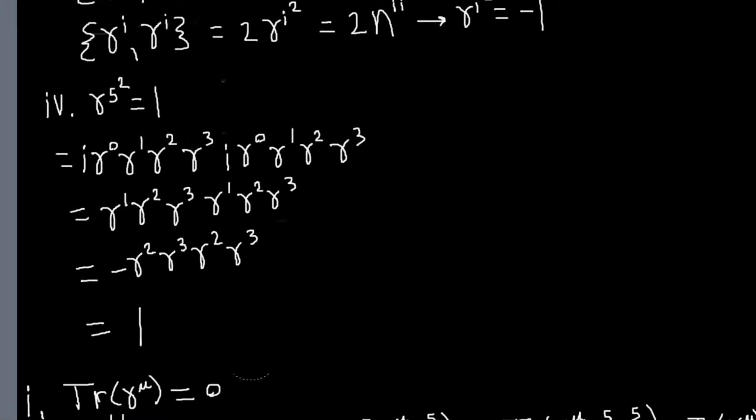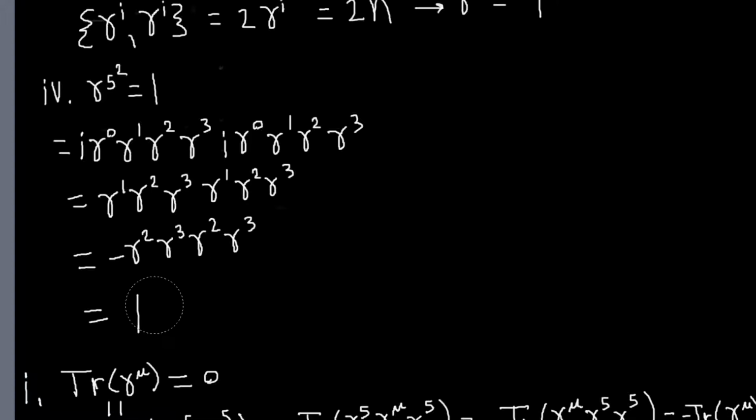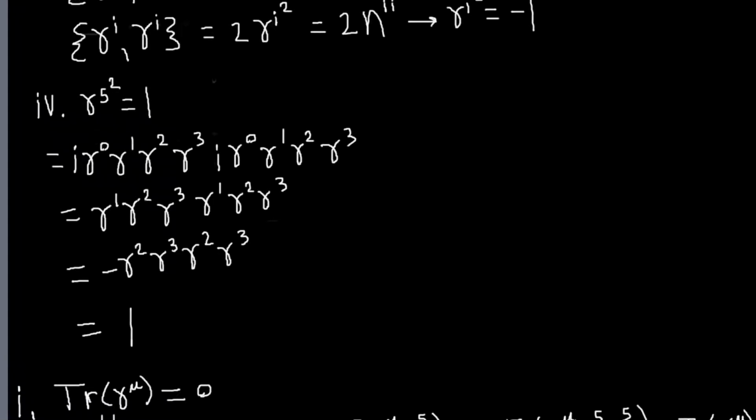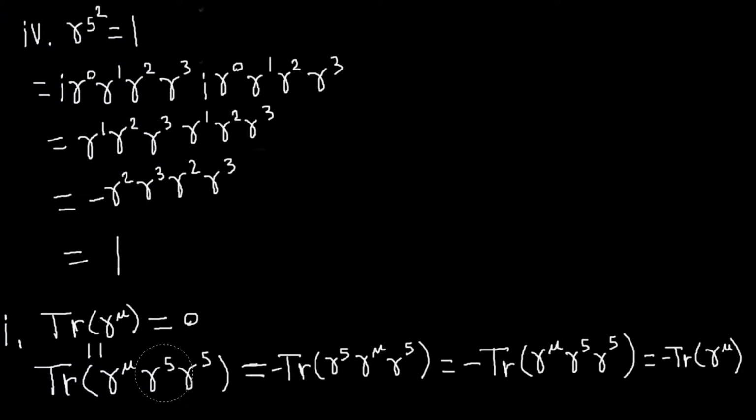The next one to do is proving that the trace of any of our gamma mu's is 0. And to do that, we're going to make use of this first thing we proved, which is that gamma 5 squared is 1. So I can freely insert it into this expression without changing its value. And then I know that gamma 5 anti-commutes with gamma mu, so I can anti-commute gamma 5 past gamma mu to get this and pick up a minus sign.